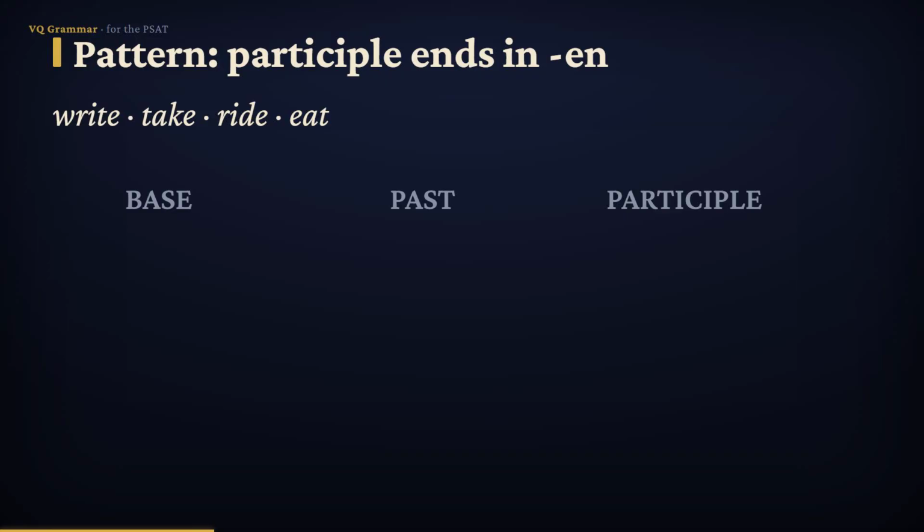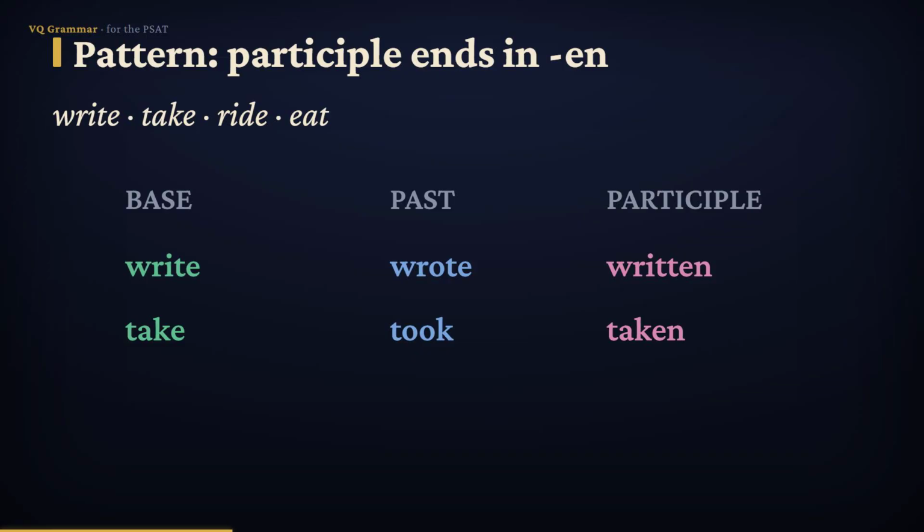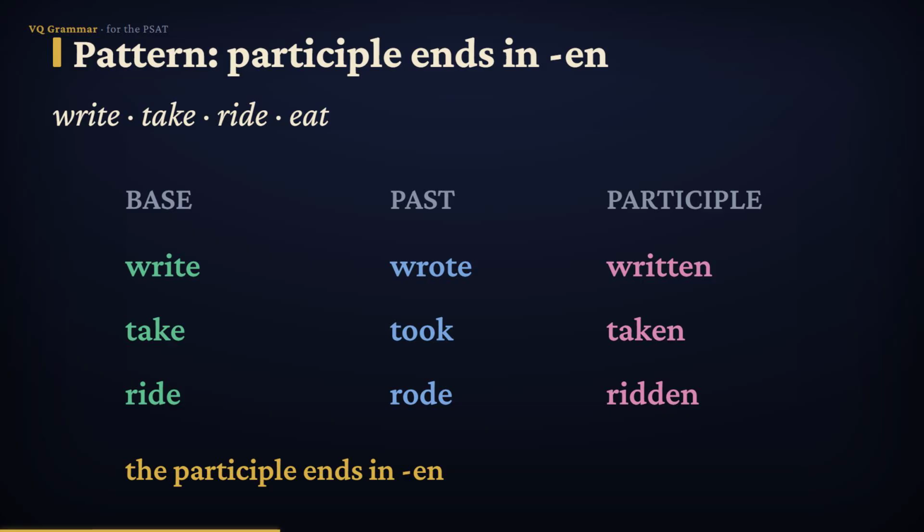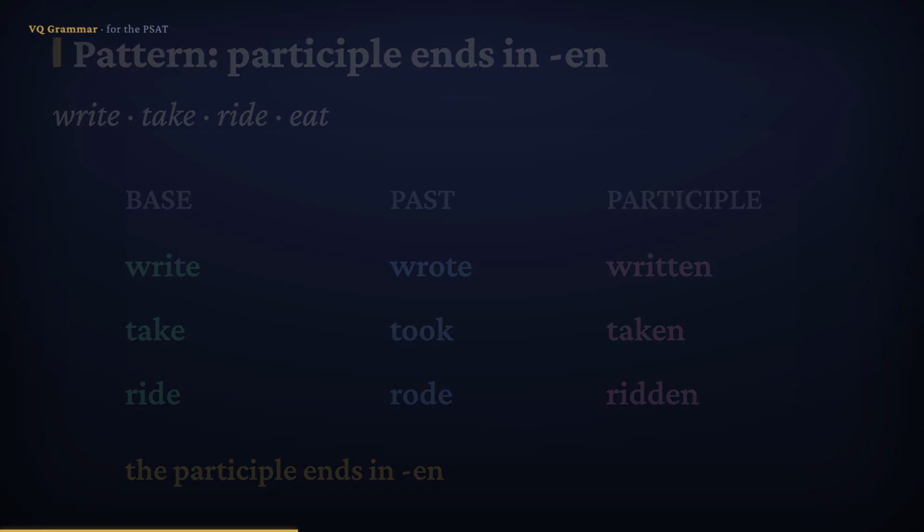Here's a big pattern. The participle ends in EN. Write, wrote, written. Take, took, taken. Ride, rode, ridden. The same goes for eat, ate, eaten, give, gave, given, and see, saw, seen. The past form changes its own way, but the participle, the have form, picks up that EN ending. Listen for it. Written, taken, ridden, eaten.